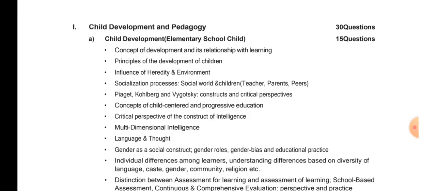Elementary school child means what? Classes 6 to 8, right? So what you have to study is the concept of development in its relationship with learning. So you have to know what are the different types of development, right? Moral development, physical development, cognitive development, right? Then social development. So all those things you have to study.